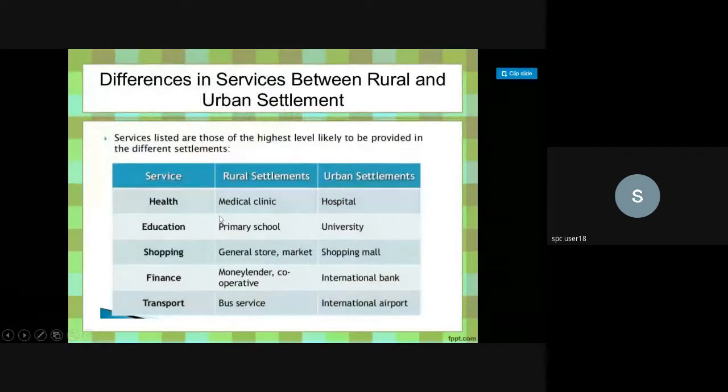What is the difference between the services of rural and urban settlements? You'll see that health-wise, you'll have a medical clinic, and that also is going to be government sponsored.